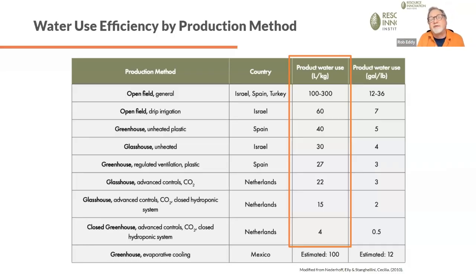But here's a great chart that shows the water use efficiency, that being how much water in liters it takes to get a kilogram of harvested material. It starts with open field and goes all the way down. As it goes down, you get higher-tech greenhouses, all the way down to the closed greenhouse with advanced controls and CO2 and hydroponics. You're at that point where you're now getting a savings of over 90%. Next slide, please.